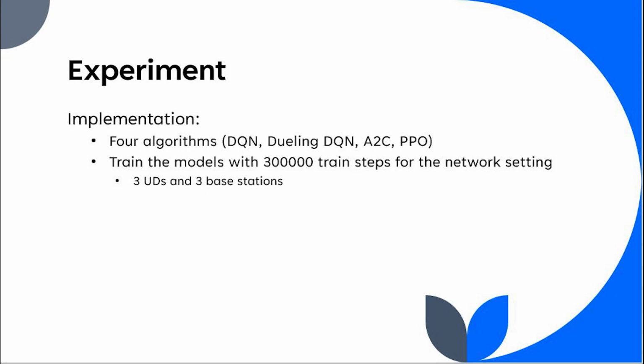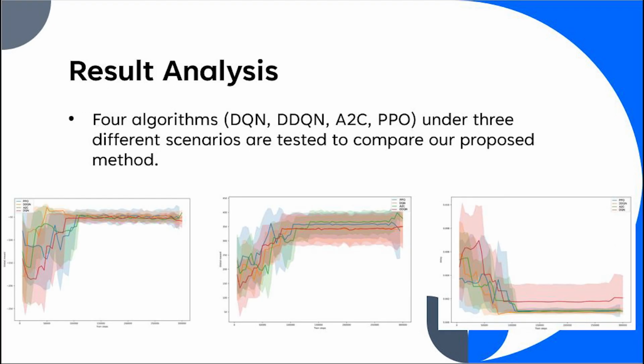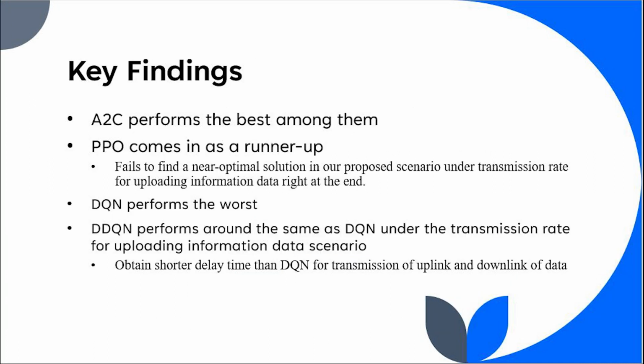Next, we implement the 4 commonly known reinforcement learning algorithms, which are the Deep Q Network Algorithm, Dueling Deep Q Network Algorithm, Advantage Actor-Critic Algorithm, and Proximal Policy Optimization Algorithm. To better observe the final performance, we train the models with 300,000 train steps for the network setting of 3 UDs and 3 base stations. For result analysis, the 4 algorithms mentioned previously are tested under 3 different scenarios, to compare the results. For key findings, Advantage Actor-Critic performs the best among them across the 3 different scenarios.